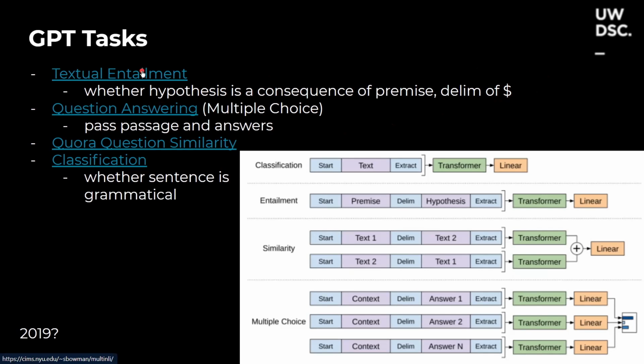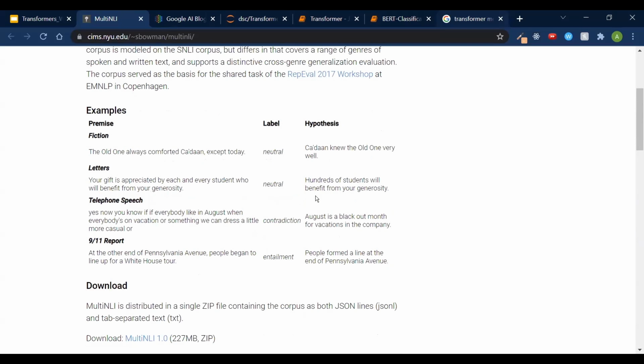And I would send the link to the PowerPoint later, but if you click on the link, you would see examples of what these premise and hypothesis are like, and you would predict whether it's neutral, contradiction, or entailment. It's kind of difficult to understand, I think.